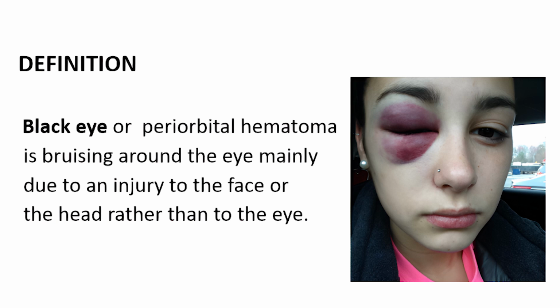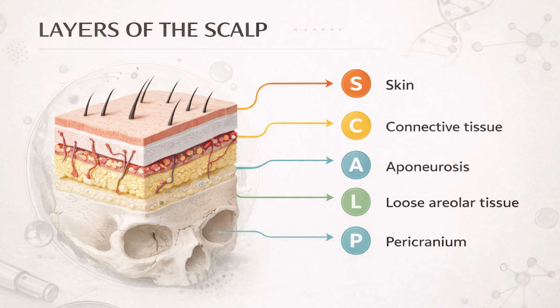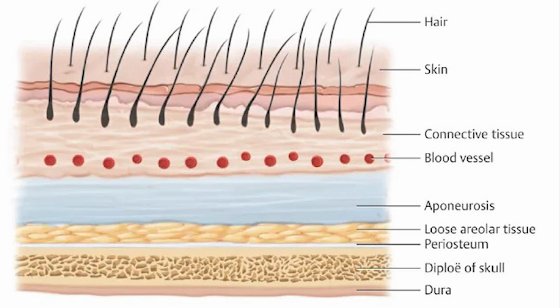The injury occurred on the face, yet the bruise appeared around the eye. To understand it, we must trace the anatomical planes of the head and the eyelid, as this bruise follows anatomy, not impact. Scalp, that is where the injury of black eye truly begins. The scalp has five layers: skin, dense connective tissue, aponeurosis, loose areolar tissue, and pericranium.